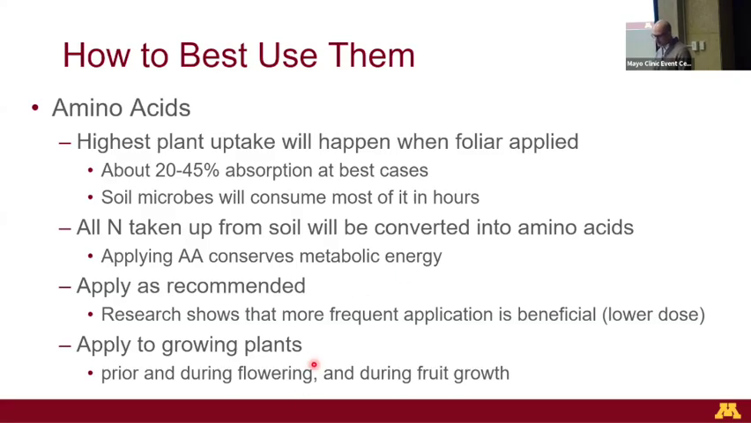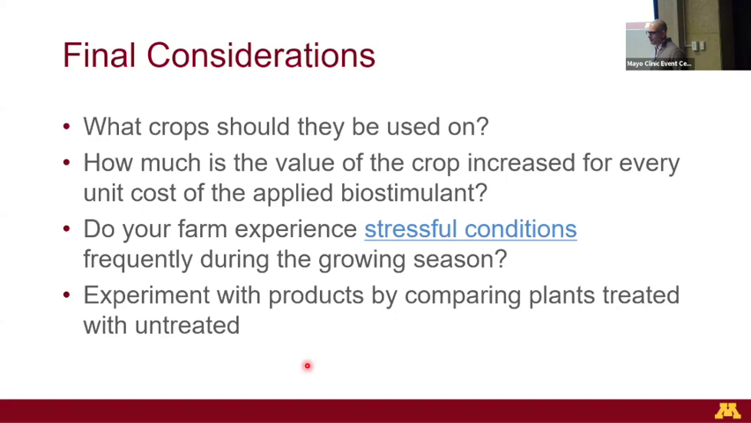Depending on what crop you're using, for vegetable producers, those products can really be beneficial when the fruit's starting to grow. That could help increase, for example, sugar content or other antioxidant production inside of the plant.